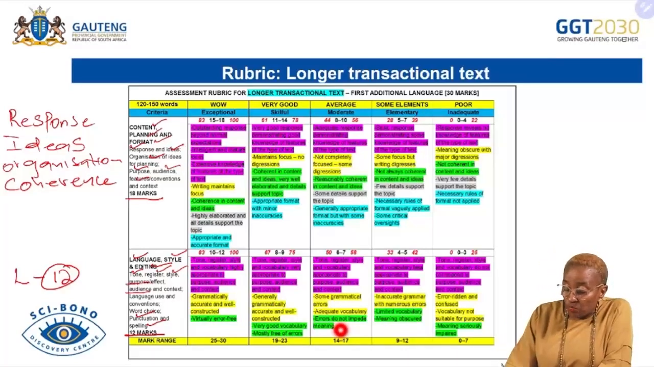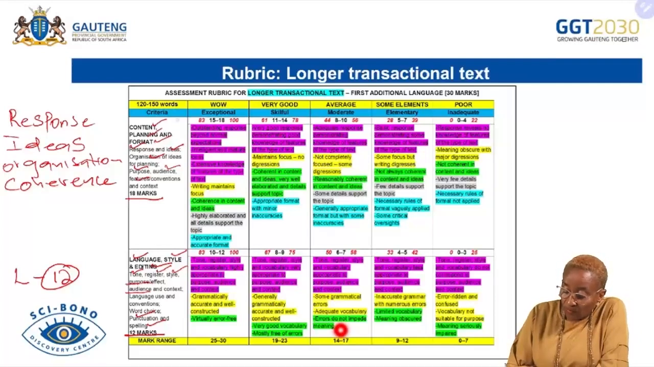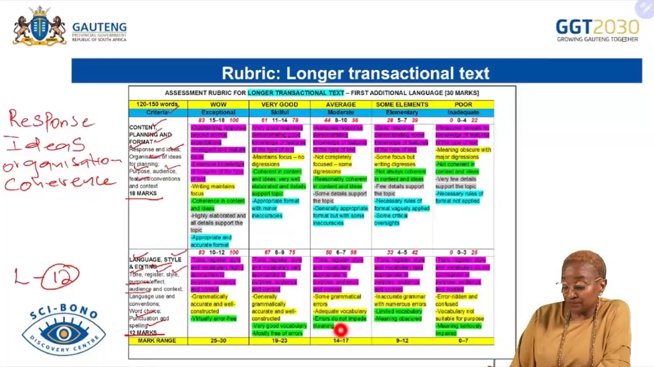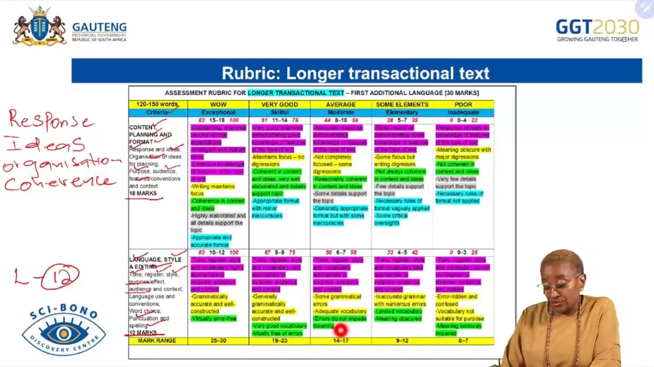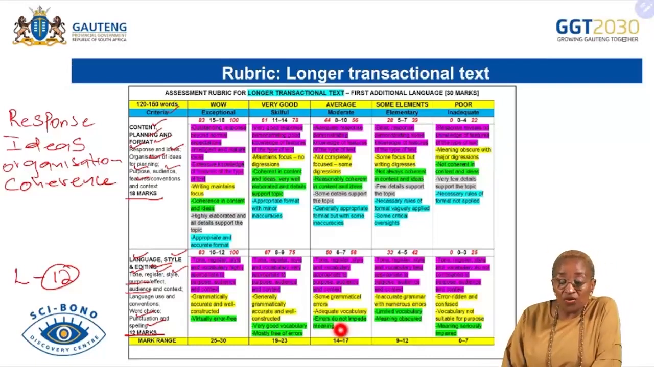So let's go back to the content and the language style and editing. That is both criterions. Each of those is made up of 5 categories. The content has 5 categories, the language has 5 categories. And those categories are, the first category is said to be an exceptional category, and it ranges from 15 to 18 marks.